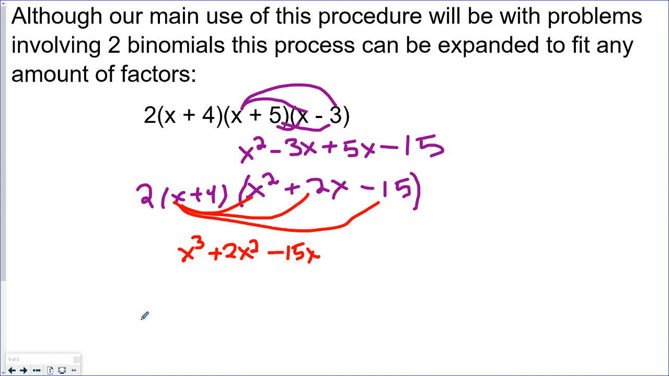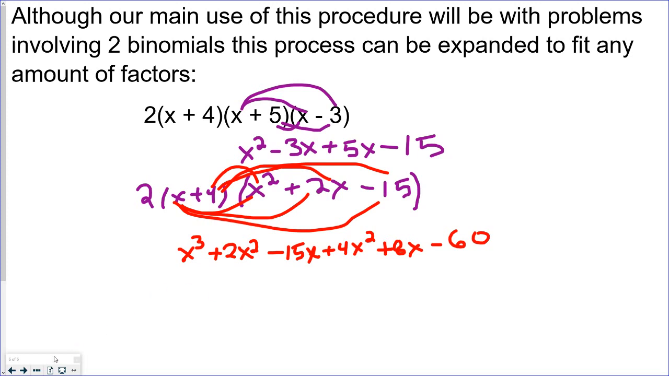And then now is my 4's turn. So 4 times x squared, 4 times 2x, 4 times negative 15. Again, multiply everything in the first to everything in the second. So let me make that x there a little bit better. So 4 times x squared, that's positive 4x squared. 4 times positive 2x is 8x. 4 times negative 15, that's negative 60.